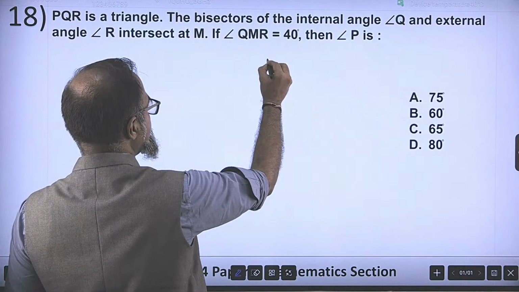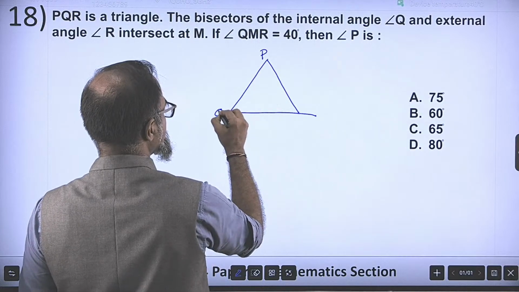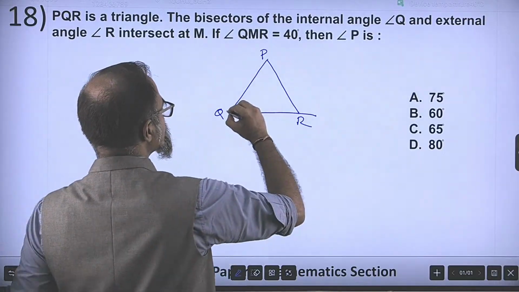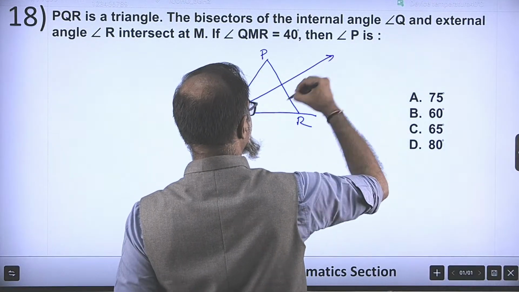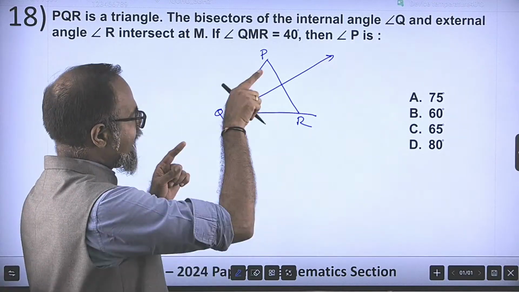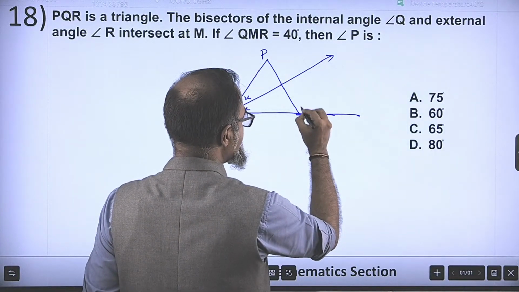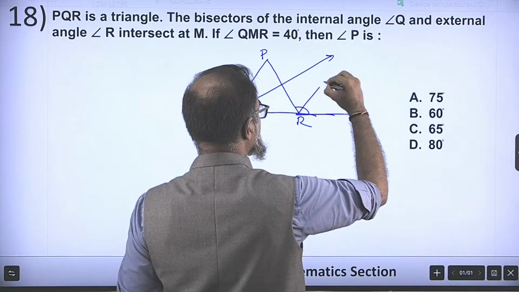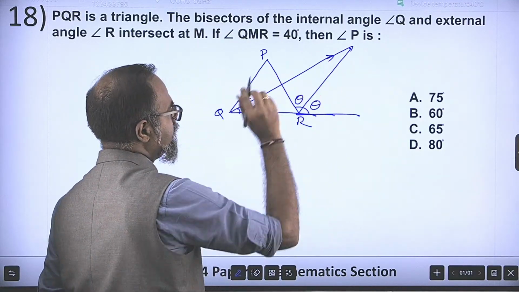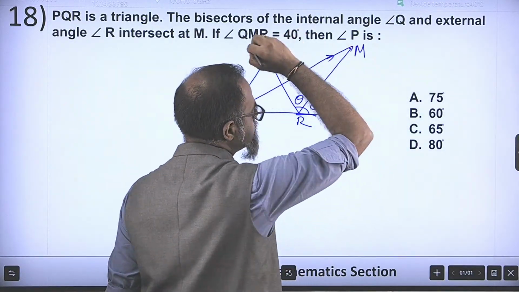So it says PQR is a triangle, right? So let's say this is P, Q and R. Bisector of the angle Q. So I have an angle bisector here. So let's say both these angles will be X because it's the angle bisector. And external angle R. So this is the external angle R. So I have another bisector here. So let's call these two angles theta again. And they intersect at M. So this point becomes M.